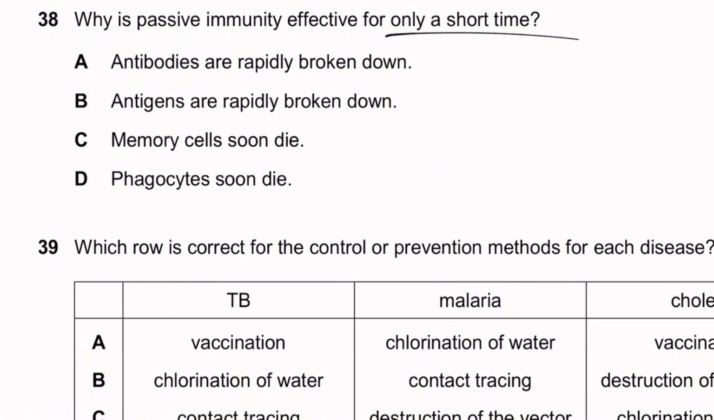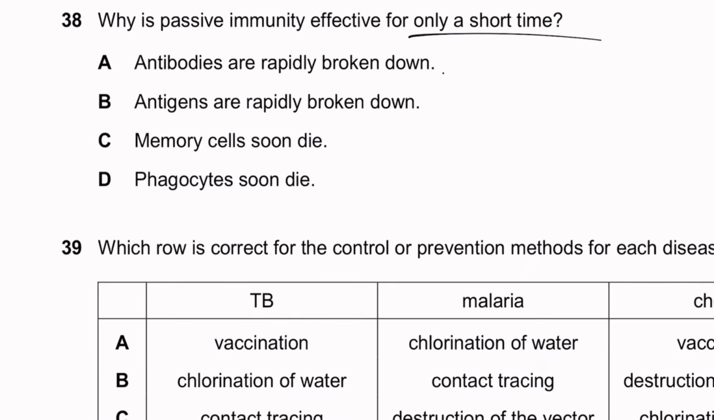Okay, so antibodies are rapidly broken down, and that is actually true. There are no memory cells produced, so C is wrong. Antigens are rapidly broken down. I mean, that is not the reason we get memory, long-term immunity. Okay, phagocytes soon die. Again, not the point. Antibodies are the ones being broken down, because antibodies are the ones being administered.